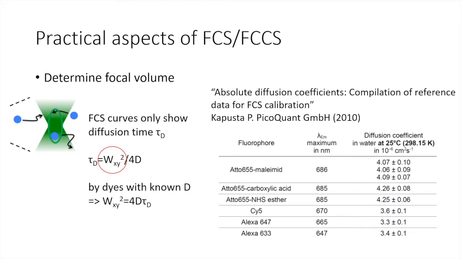There's a very useful sheet you can find online from PicoQuant. They list lots of organic dyes for you to do the calibration. So from this sheet, you know the diffusion coefficient for each different dye, and then you can use that to find out the geometry of your focal volume.